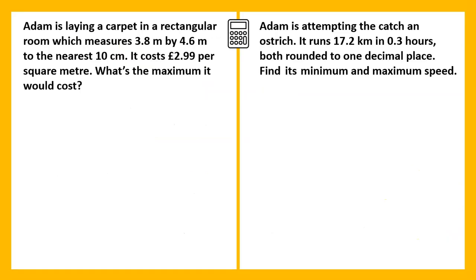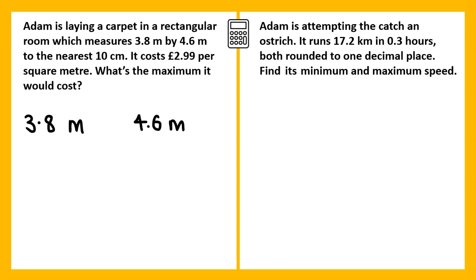On to the intermediate questions with a slight increase in difficulty. Adam is laying a carpet in a rectangular room which measures 3.8 meters by 4.6 meters to the nearest 10 centimeters. It costs £2.99 per square meter. What's the maximum it would cost?